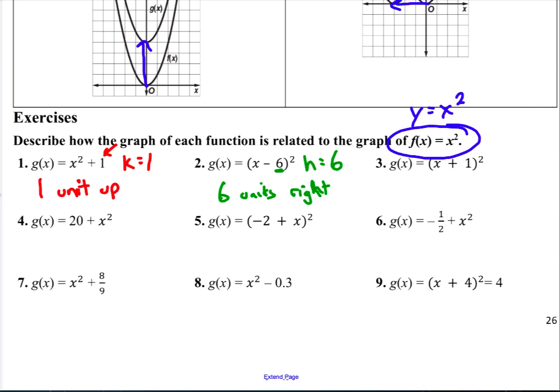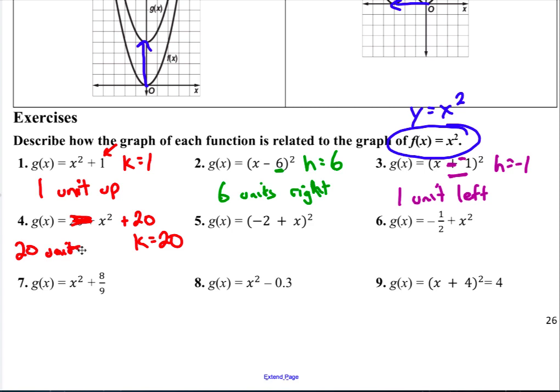So here, I've got a 1. But remember, we always want that subtracting. So this was really subtracting a negative 1. So I have an h of negative 1. So it's going to be 1 unit left, because if h is a negative, it's going to move to the left. Here, I've got my x squared plus 20. I'm going to rearrange it so it kind of fits my form. So that means my k is 20, so it's 20 units up.